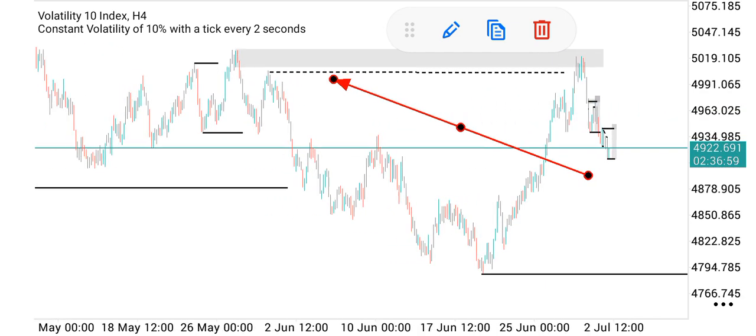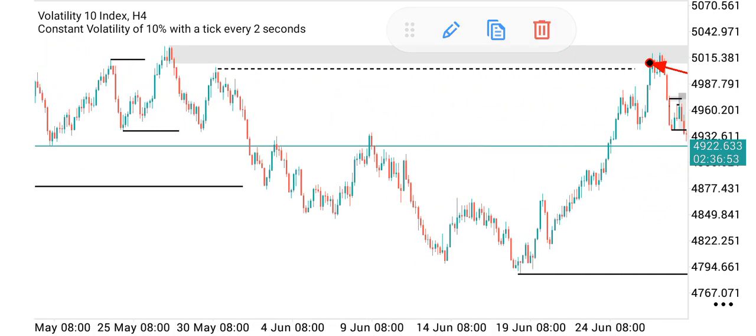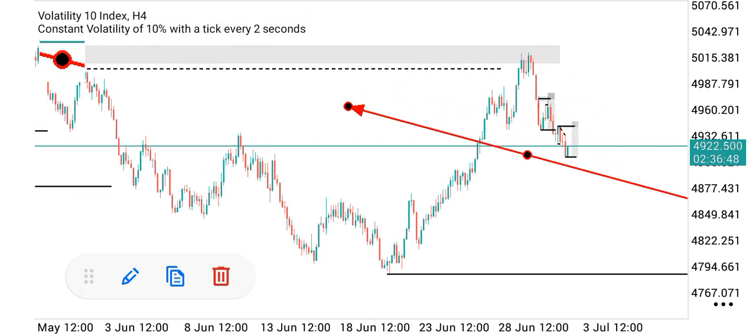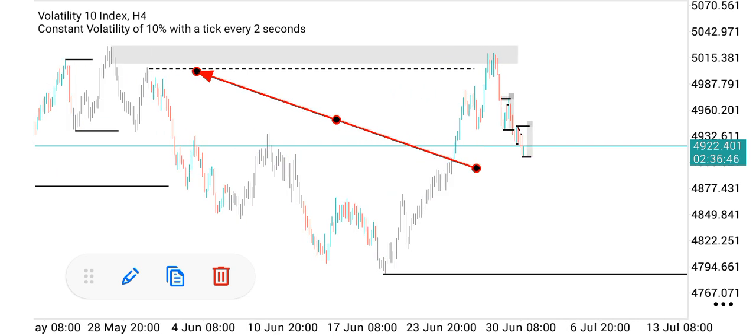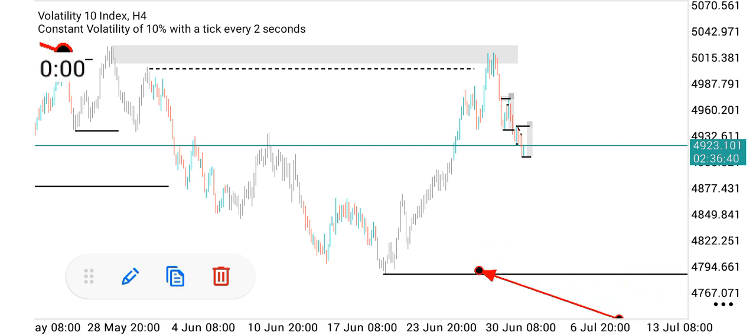So after spotting this, the market tapped into my point of interest. You can see the market tap into my point of interest, and you can see this is a 4 hours time frame. The market taps my point of interest. I'm waiting for the market to clear this liquidity, which is the sell side liquidity.